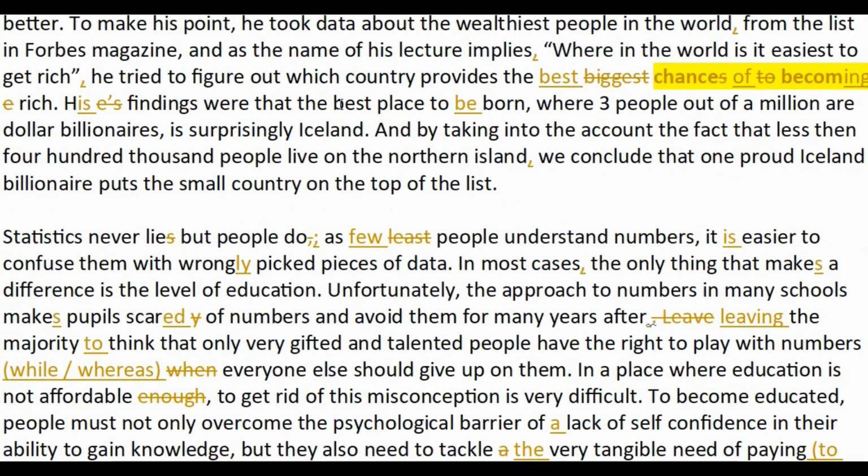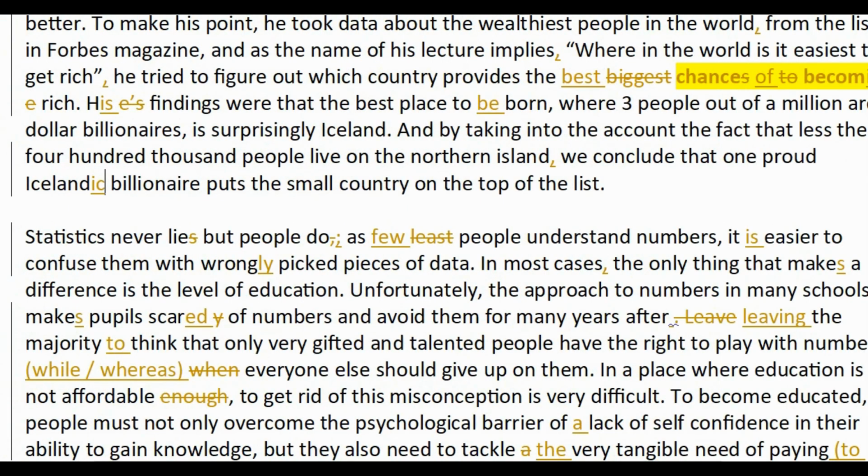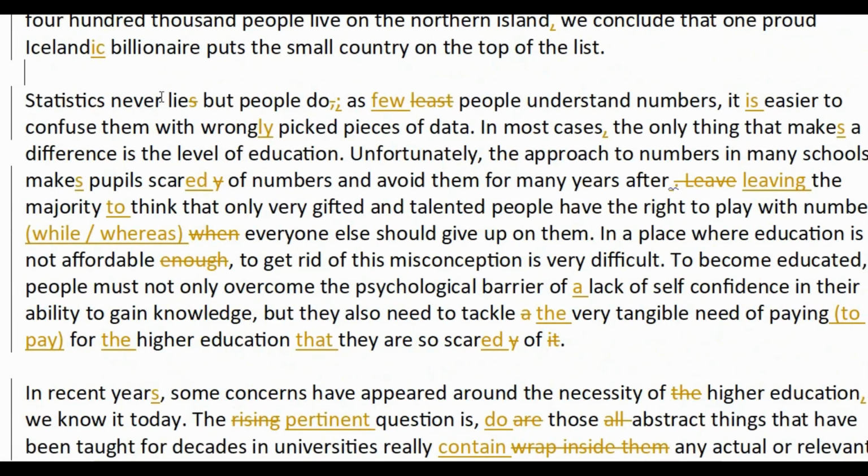So his findings were that the best place to be born, where 3 people out of a million are dollar billionaires, is surprisingly Iceland. And by taking into account the fact that less than 400,000 people live on the Northern Island, comma, yeah, that's an incomplete thought, as I tell the English teachers that I work with, we conclude that one proud Iceland billionaire, Icelandic, I think we'd have to have there, because Iceland is a noun really, Icelandic billionaire, puts the small country on the top of the list. Statistics never lie. Yeah, be careful with plural. Statistics is plural. Statistics never lie, but people do.